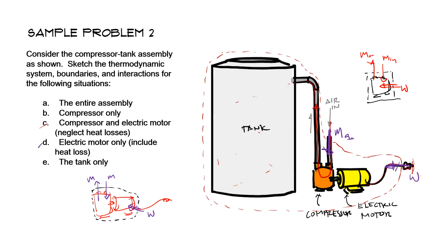Then for letter D, electric motor only, and include heat loss. So let's say here's our electric motor. We have work output, shaft work, we have also electrical work, and we have heat losses. And let's say we want to consider the tank only. If it's just the tank, we only have mass input. There are no other energy interactions. We are simply filling the tank. Okay, so I think that's all.